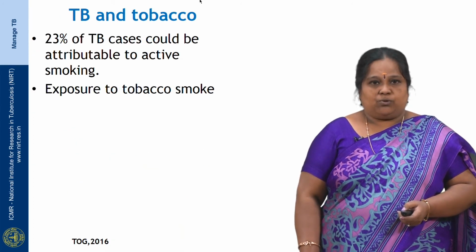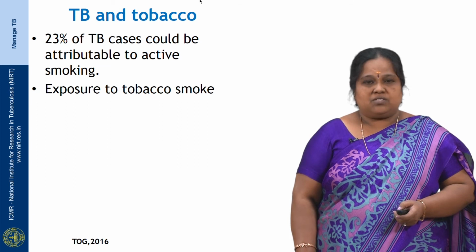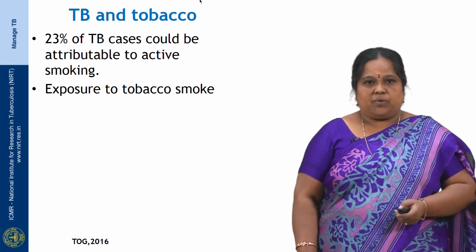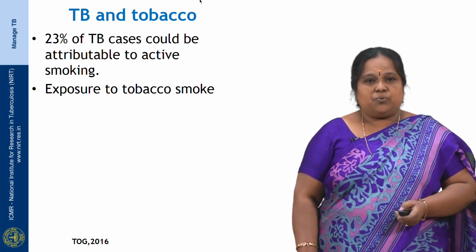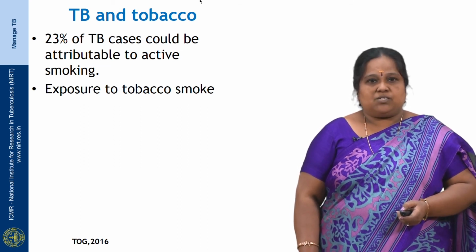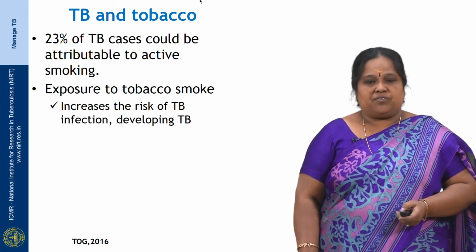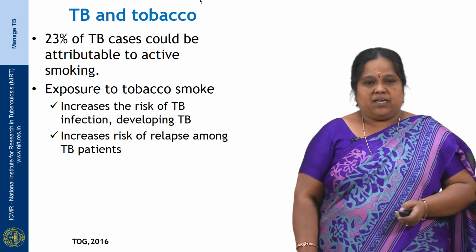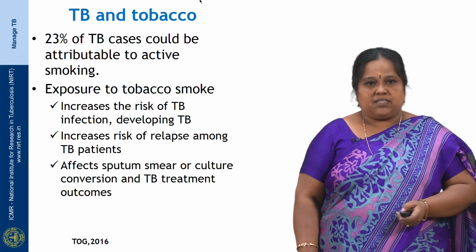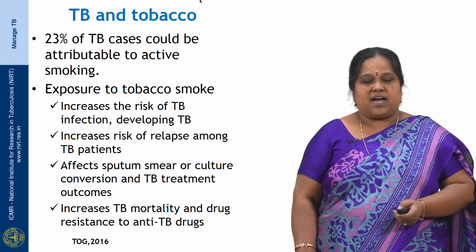TB and tobacco. There is a strong association between TB and tobacco use. Both active and passive tobacco use have been strongly associated with poor treatment outcomes. 23% of TB cases in 22 high burden countries could be attributable to active smoking. Exposure to tobacco smoke increases the risk of TB infection and of developing TB, increases the risk of relapse among TB patients, affects sputum smear and culture conversion and TB treatment outcomes, and increases TB mortality and resistance to anti-TB drugs.